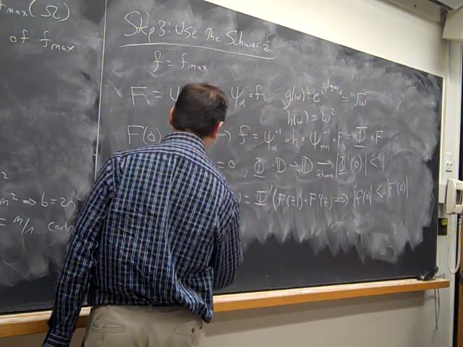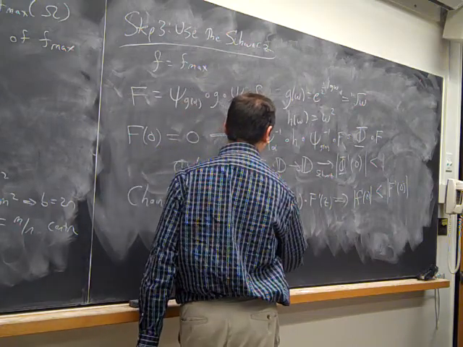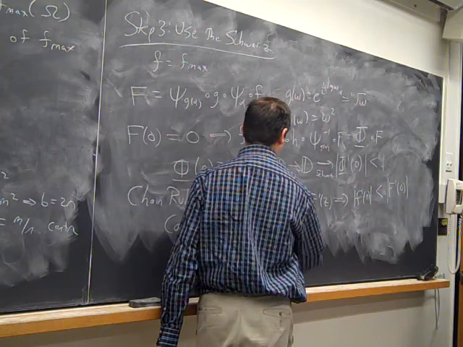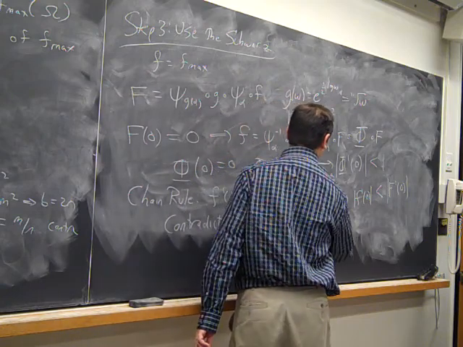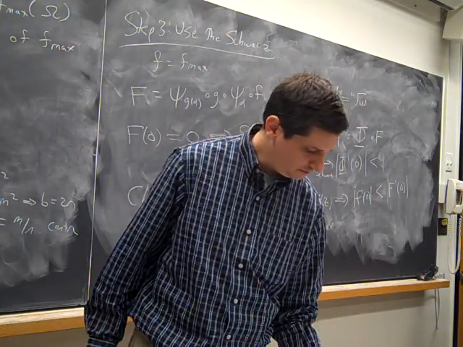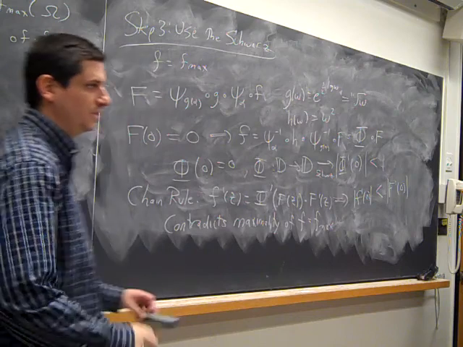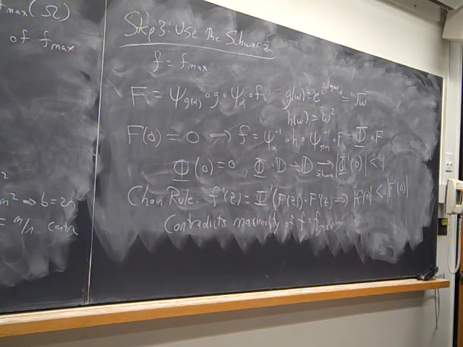And this contradicts maximality of little f, which was our f max. Okay? And that's the proof. Okay? I have mixed feelings about this proof.